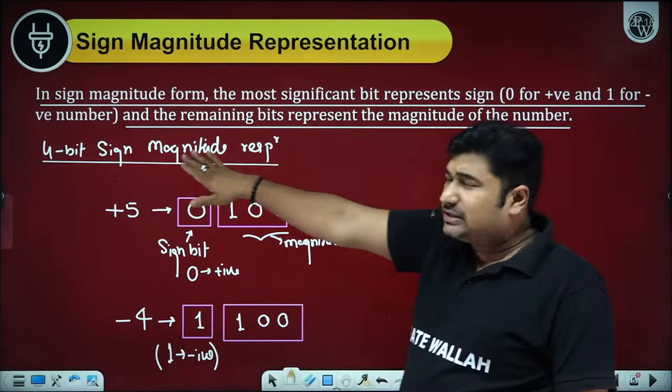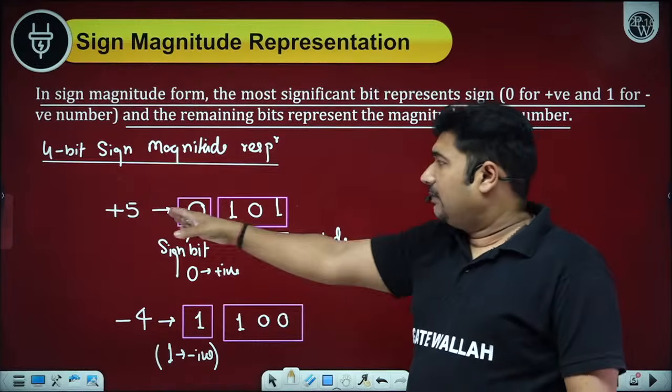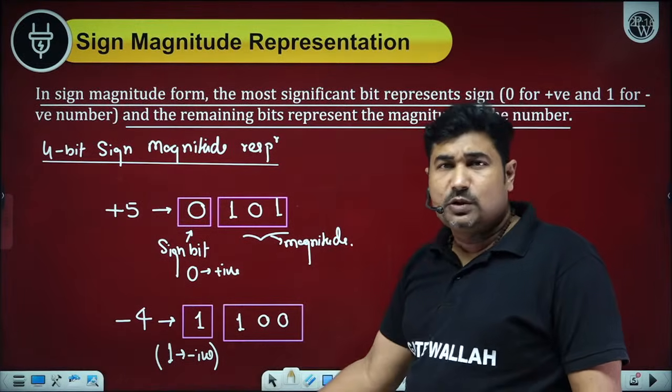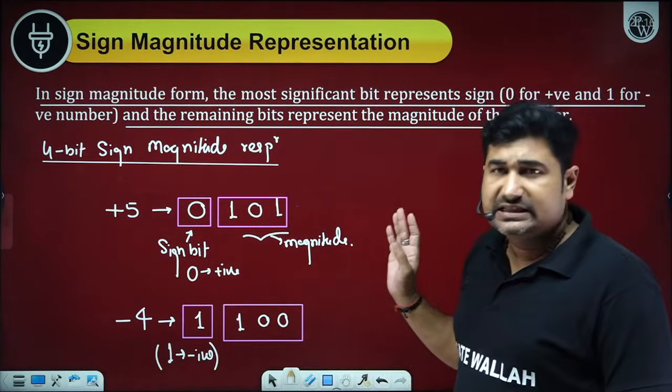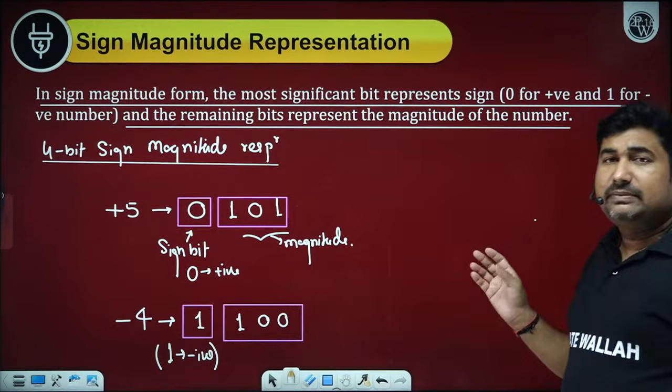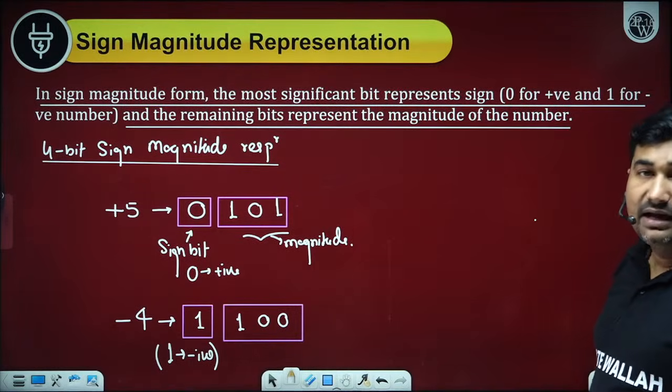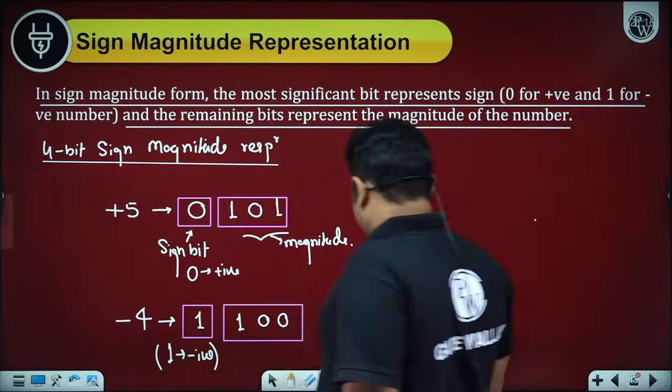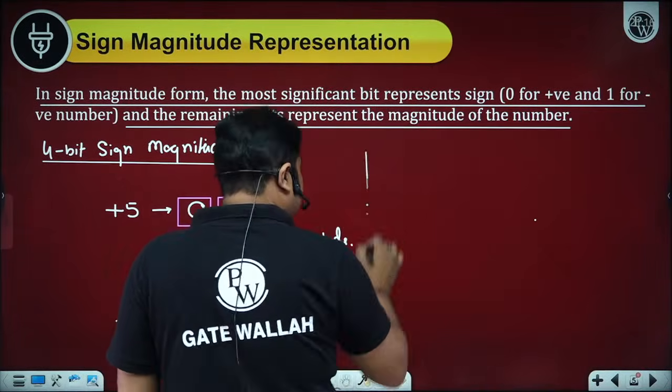Just put that in 4-bit sign magnitude, the positive sign is represented by 0 in the MSB and the negative sign is represented by 1 in the MSB. Can you tell me what is the range of sign magnitude representation?